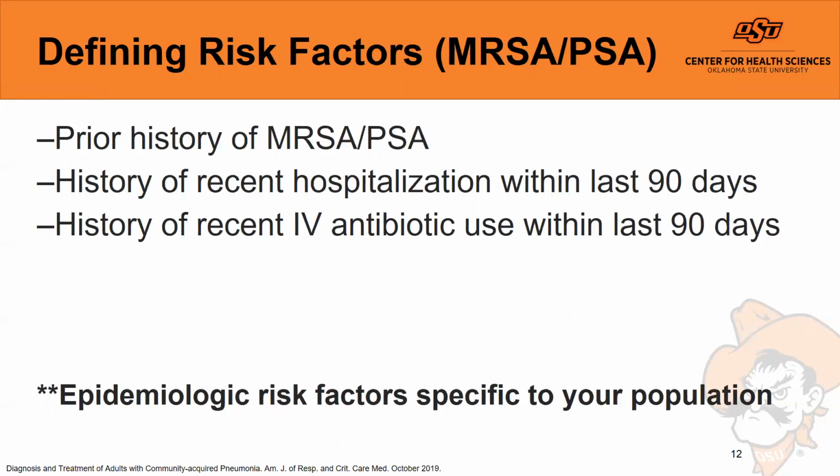The guidelines also mention that clinicians should be aware of the epidemiologic risk factors for MRSA and Pseudomonas that are specifically related to our hospital, our outpatient facility, and our specific patient population. And this can be reflected in the use of our antibiograms.